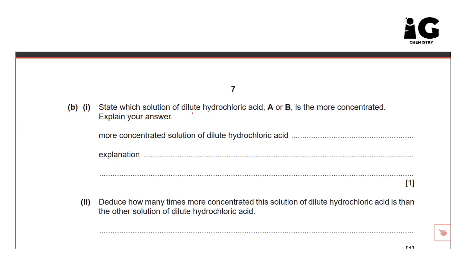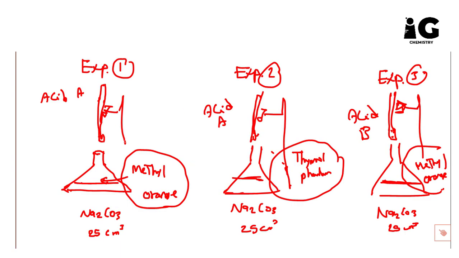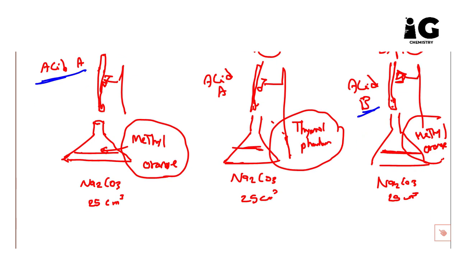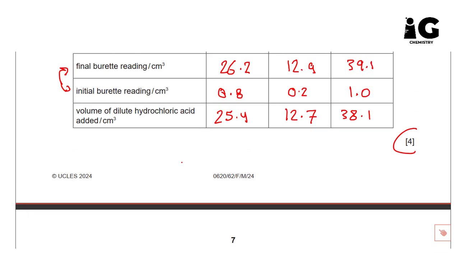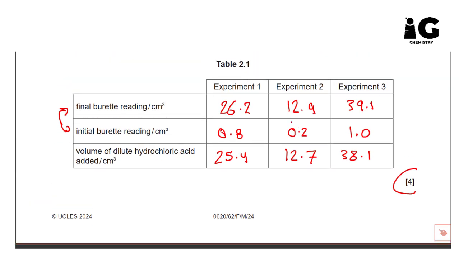Next one here, this is B. State which solution of dilute hydrochloric acid, A or B, is the more concentrated. So we compare between A and B. Also, you need to explain your answer. If we come back again to the drawing, this is solution A, and this is B. So we need to write down the values for the titre we got from the experiments in the table. This is acid A, but here is acid B.